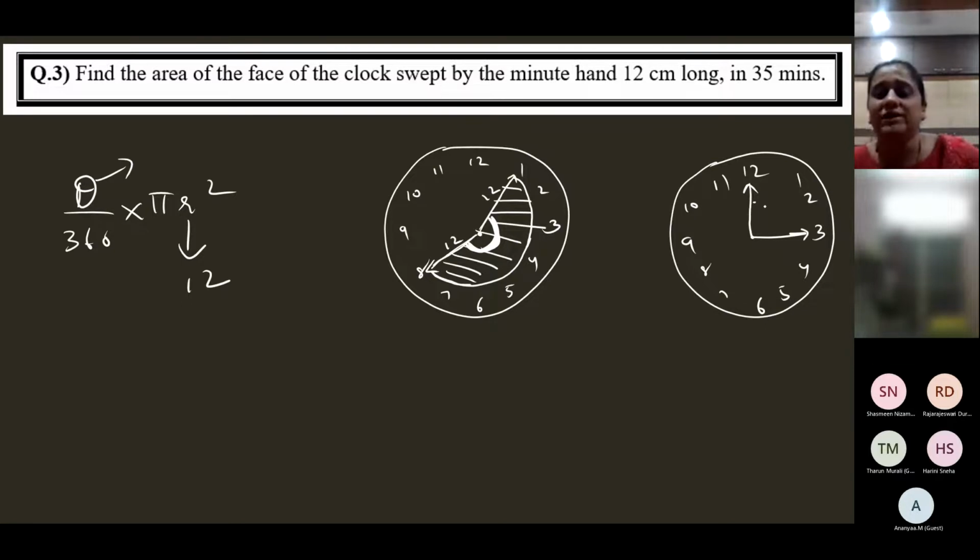Now, when will the minute hand come back to 12? Where is the minute hand now? At 12. It's 3 o'clock, say in the early morning, 3 a.m. And the minute hand is at 12. At what time will the minute hand come back to 12?